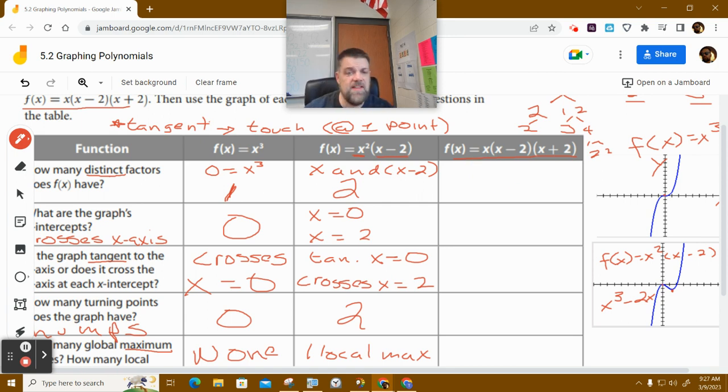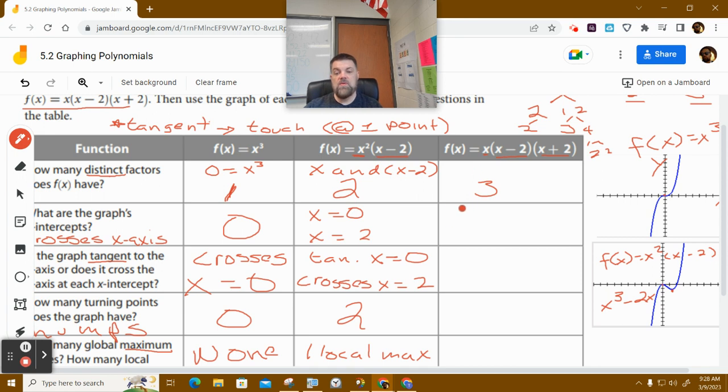Well, let's not graph it. How many distinct factors do I have for this next one? And we'll graph it at the end and see if we're right. So for this one, I have an x, and I have x minus 2 and x plus 2. Now I'm going to have an x times an x times an x, so this is a cubic. It's a third degree polynomial, but I'm going to have 3 distinct factors.